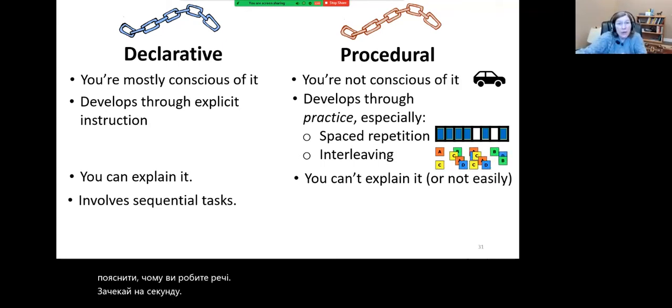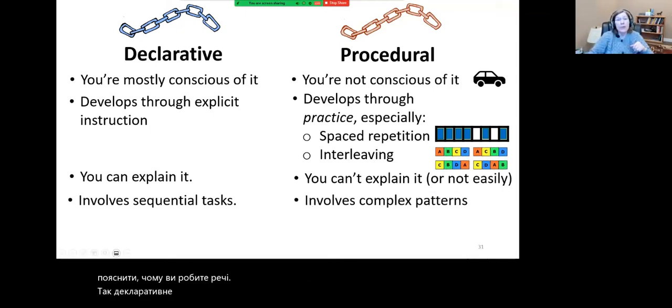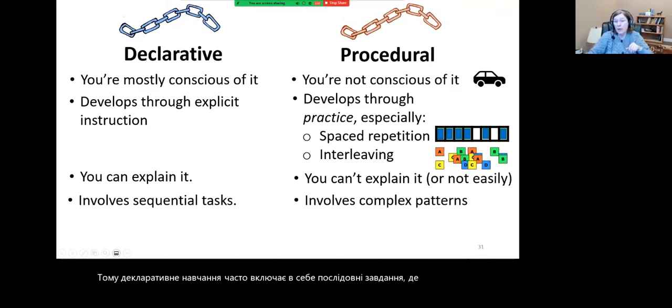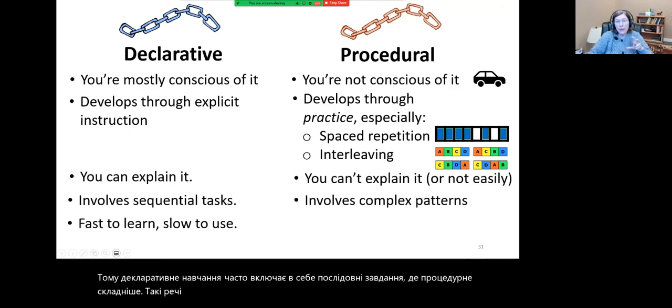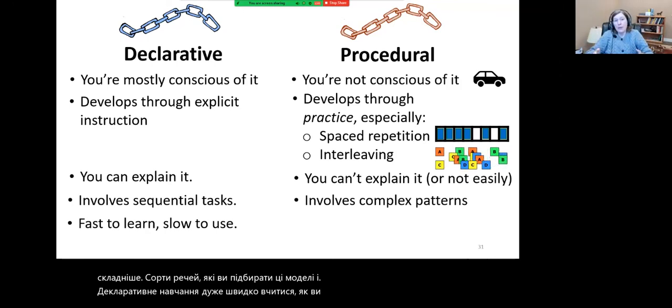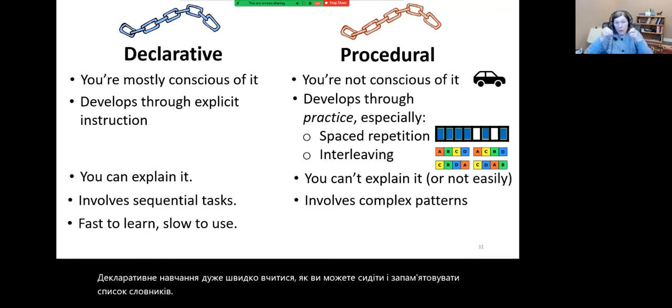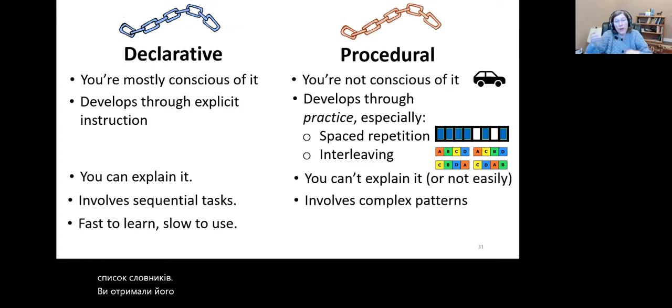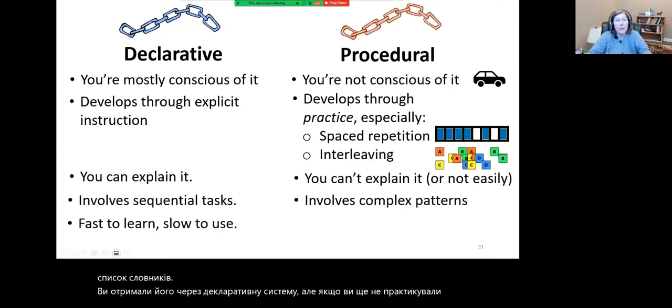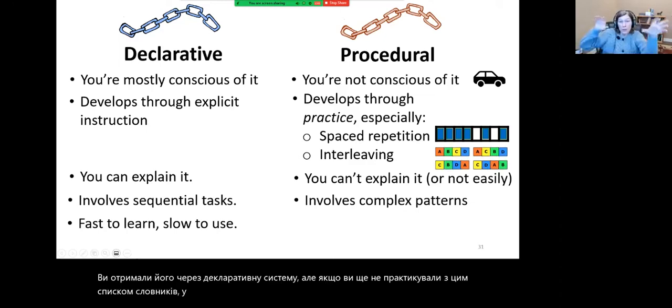So declarative learning often involves sequential tasks where procedural is more complicated sorts of things. You're picking up these patterns. And declarative learning is very fast to learn. Like you can sit and memorize a vocabulary list. You've got it through the declarative system, but if you haven't practiced with that vocabulary list, you have not developed your procedural links. Your declarative and your procedural links are quite different.